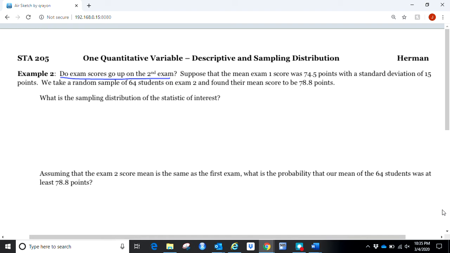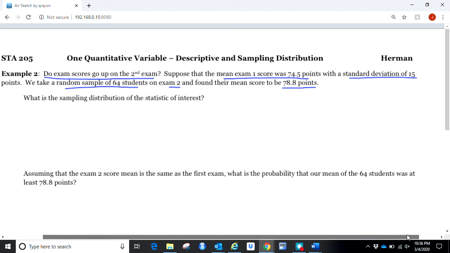Suppose that the mean exam 1 score was 74.5 points with a standard deviation of 15 points. We take a random sample of 64 students for exam 2 and found their mean score to be 78.8 points. So let's start by just labeling the values that were given to us. So we are given a 74.5, a 15, a 64, and a 78.8. So we need to first start by figuring out what all of these numbers are.